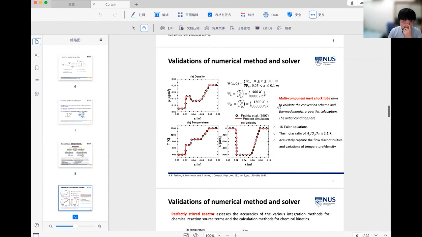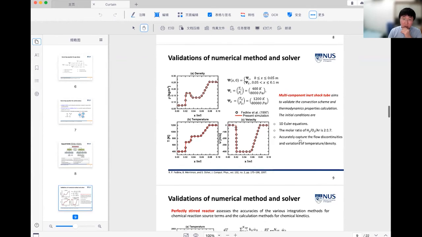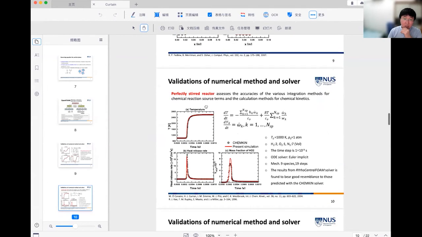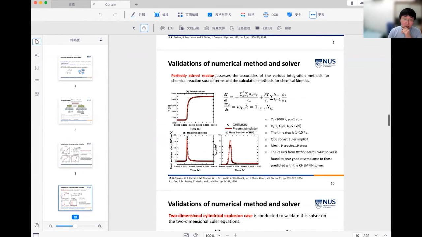The first case is a multi-component inert shock tube. It aims to validate the convection scheme and thermodynamic property calculation. And the second case is a perfectly stirred reactor. It can be used to examine the accuracy of the various integration methods for chemical reaction source terms and the calculation method for chemical kinetics.